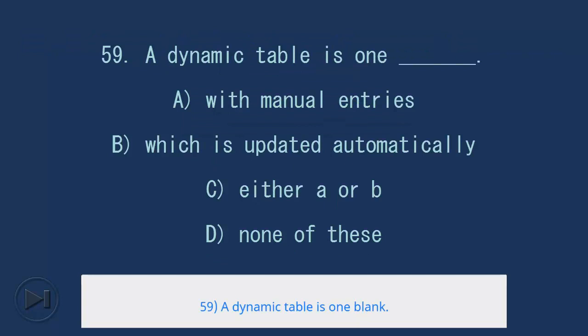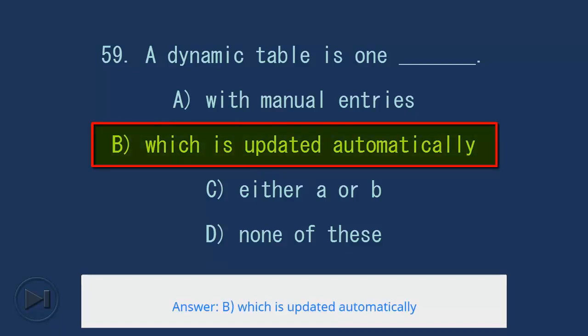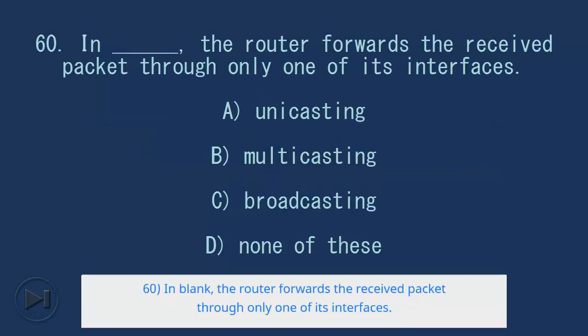59. A dynamic table is one blank. A. With manual entries. B. Which is updated automatically. C. Either A or B. D. None of these. Answer, B. Which is updated automatically.